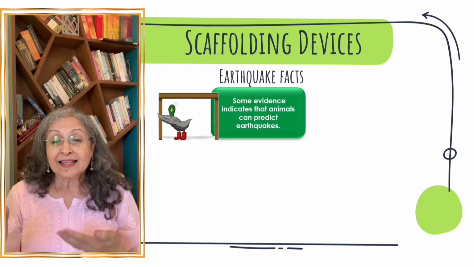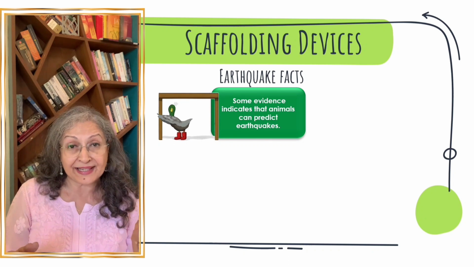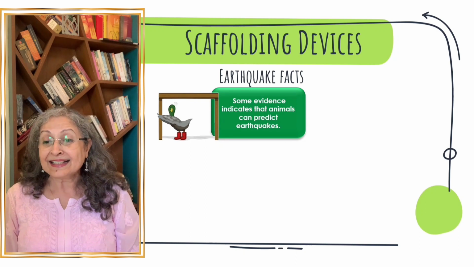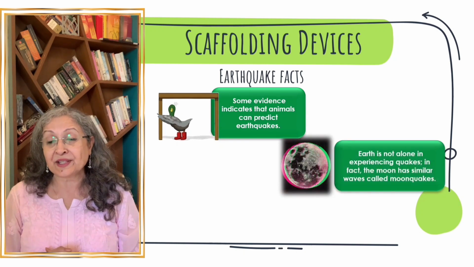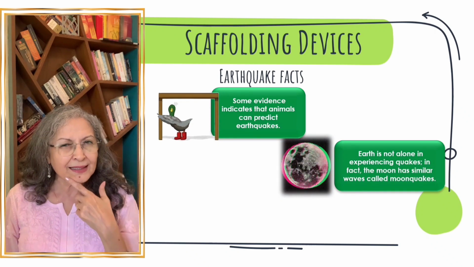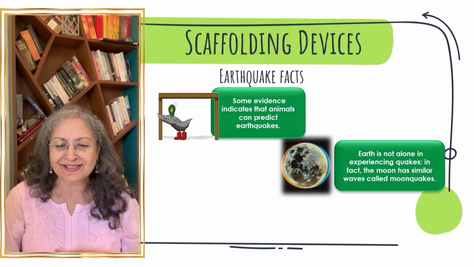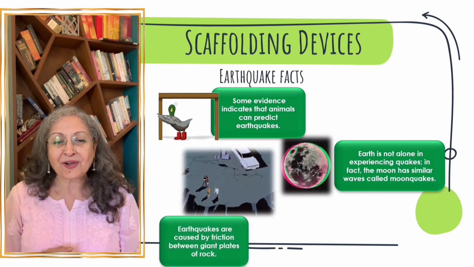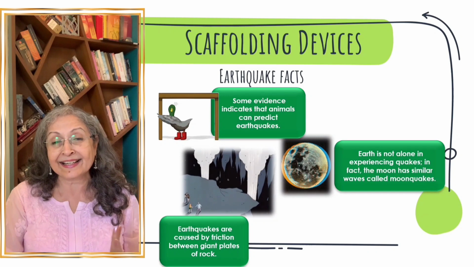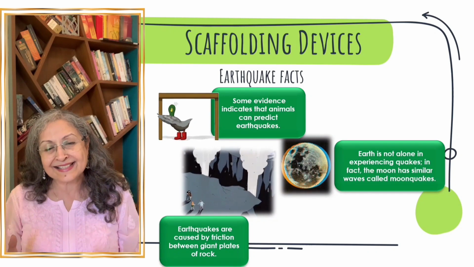For example, some evidence indicates that animals can predict earthquakes. You tell me, true or false? Of course it's true. Earth is not alone in experiencing quakes. In fact, the moon has similar waves called moonquakes. True or false? True. Okay. Earthquakes are caused by friction between giant plates. True again. So as you can see, there are greens which are true and there are reds which are false.